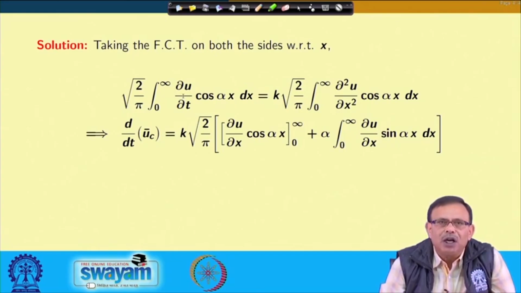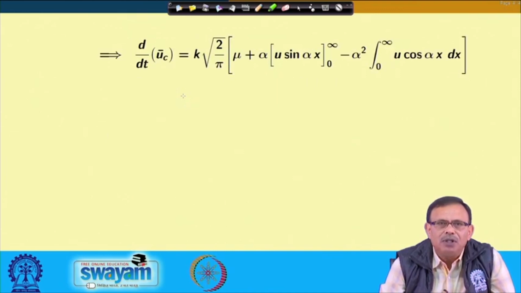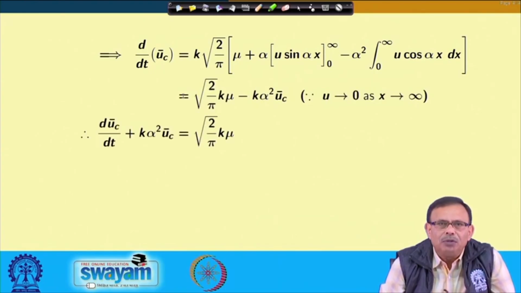For this reason, on the left hand side we have written d/dt of u bar c, which equals, breaking the integral by parts and using the conditions that del u del x equals minus mu when x equals 0 and del u del x approaches 0 as x approaches infinity, I obtain this integral. From here you can again break the integral, and ultimately I obtain the equation d u bar c by dt plus k alpha square u bar c equals root over 2 by pi k mu.